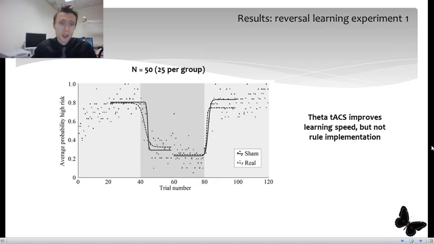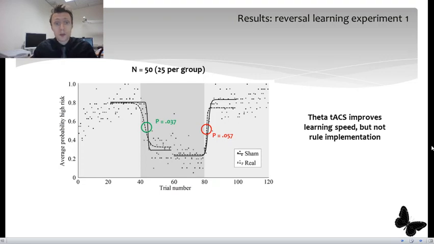better option. And then from trial 40 onwards, you see that people tend to go to the low-risk option, and that's correct, because that's when it reverses to the lower risk option. And the lines represent basically how fast people do this. So what you can see is that there is a small but significant difference in how fast people learn the switch from high risk to low risk.